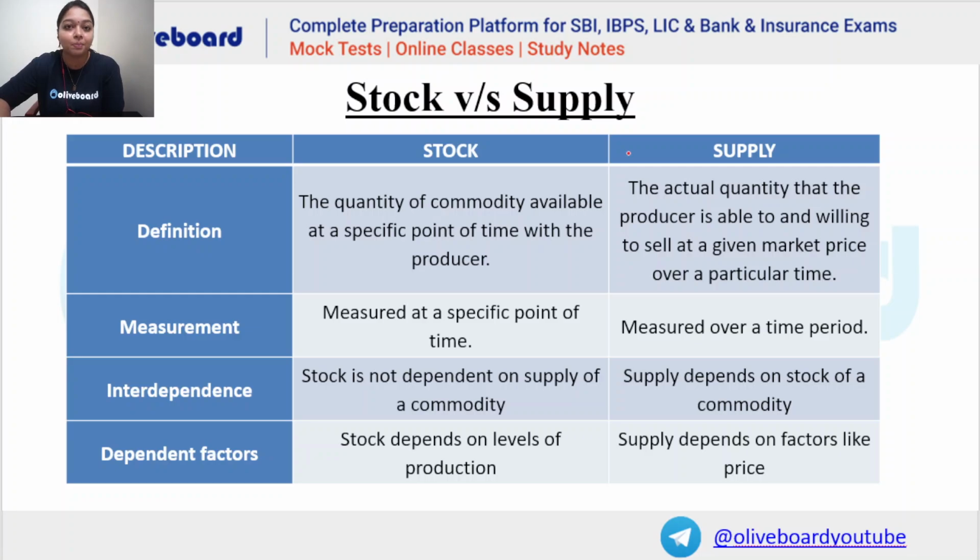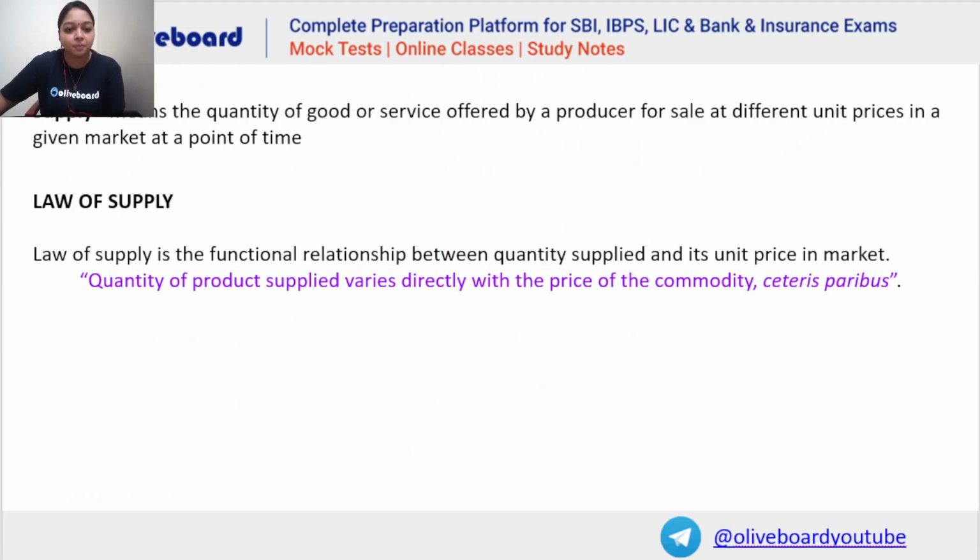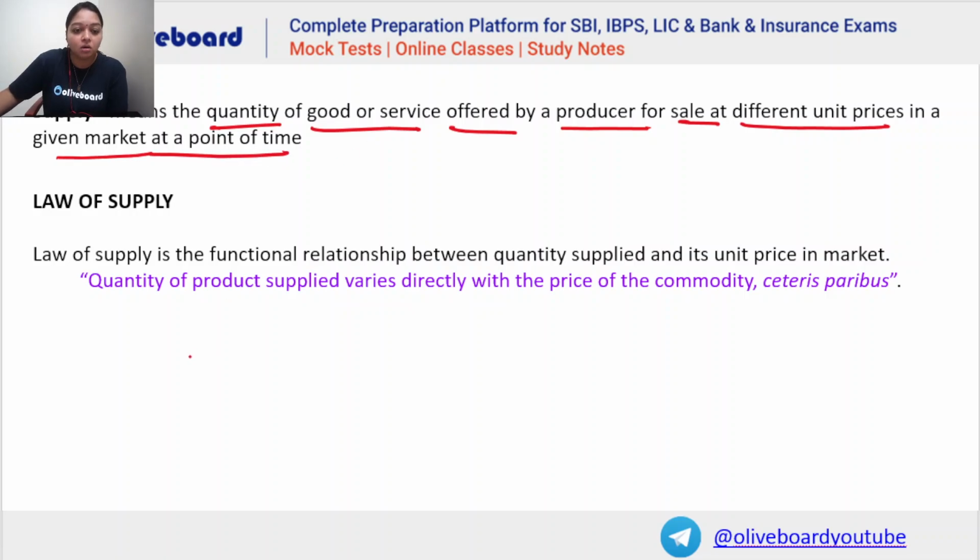Now let us look at supply a little in depth, right? What is supply? Supply means the quantity of a good or service offered by a producer for sale at different unit prices in a given market at a point of time, right? So let us say on the previous day or in the last week or something like that. When you are taking it over a period of time, then it becomes supply.